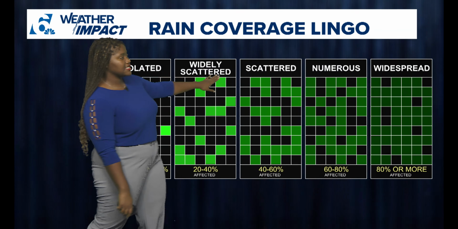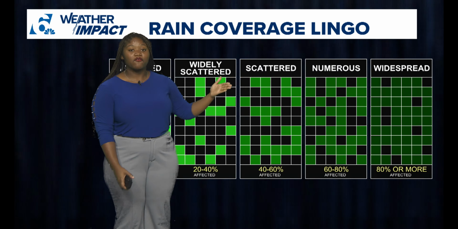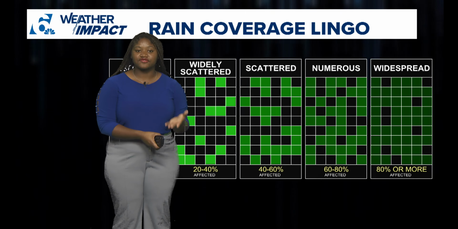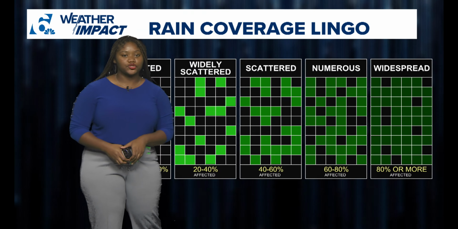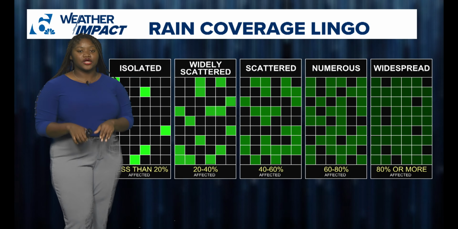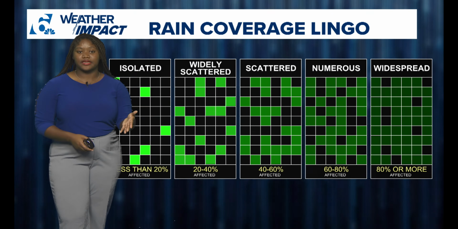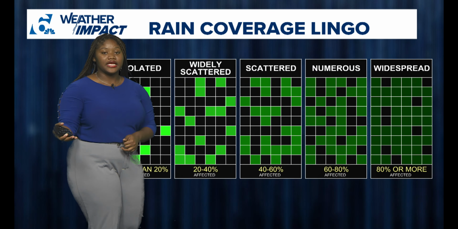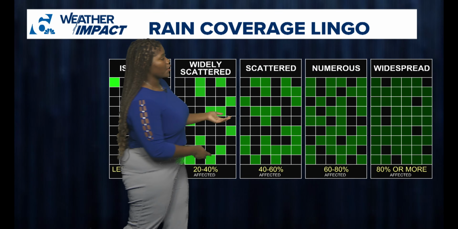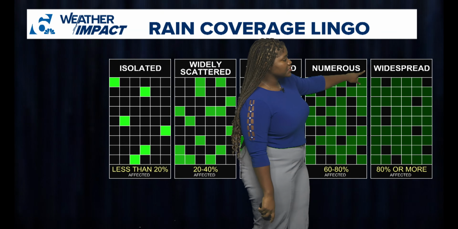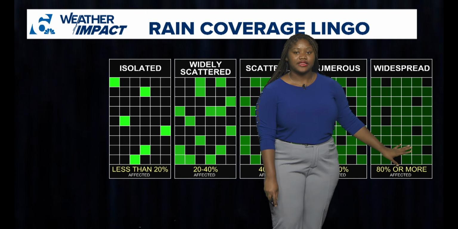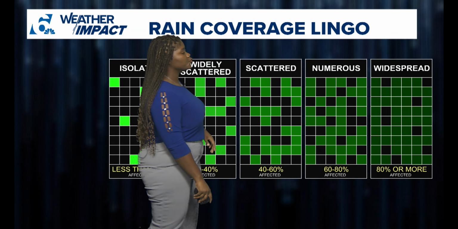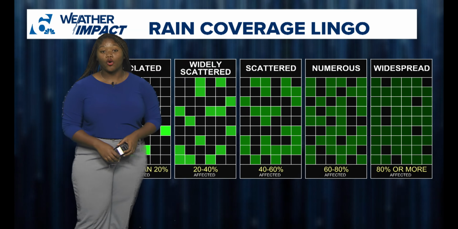Now, when we get into scattered coverage, it ranges between about 40 to 60%. Now, more people have a greater chance of seeing rain outside of their front door. But again, it still doesn't include everyone. You could be in that 40% and your neighbor across the street may not be. Now, when we're talking about widespread rainfall, it's more of an 80% chance or greater. So at that point, almost everyone in our viewing area can expect rain outside their front door on that day.